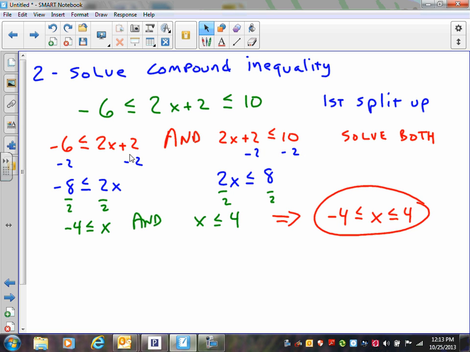Then I solve both. I got to get rid of this constant. I subtract 2 on both sides. I get negative 8 is less than or equal to 2x. I got to get rid of this constant. I subtract 2 from both sides. I get 2x is less than or equal to 8. Then I divide by 2. I get negative 4 is less than or equal to x. Divide by 2. I get x is less than or equal to 4. And then we can combine them back. Take the and one of the x's out. And you get negative 4 less than or equal to x less than or equal to 4.